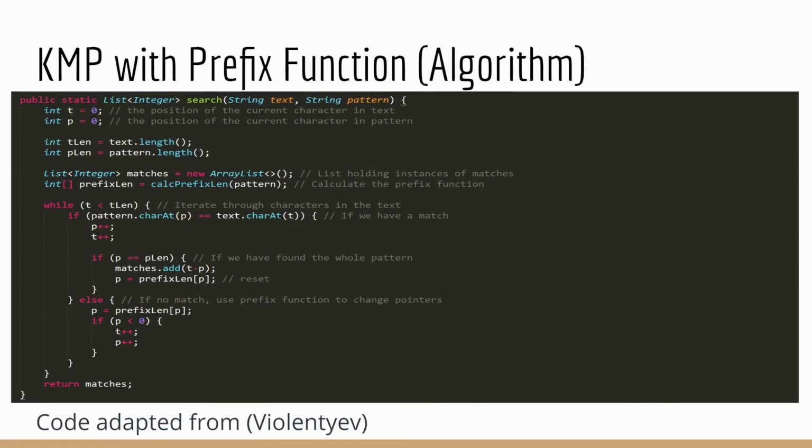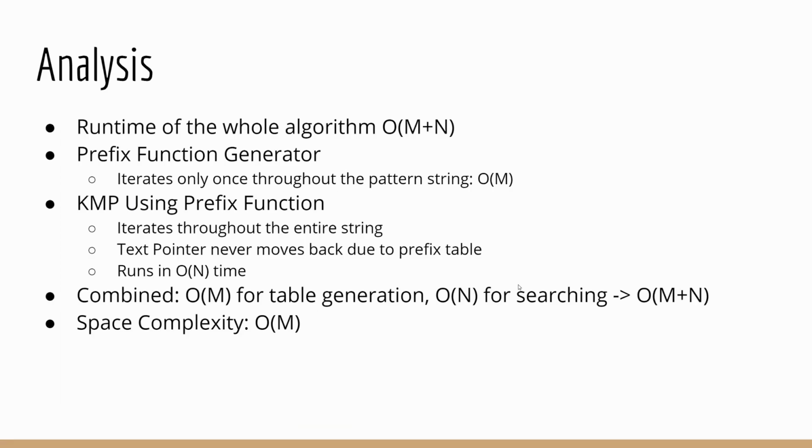Since p is at most rolled back as much as it progressed up to the mismatch, and the while loop only runs once, it runs proportional to the length of the text, or O of n. Moving on to the analysis, the runtime of the whole algorithm is O of m plus n, where m is the pattern length and n is the text length. The prefix function generator, as shown, only iterates once, or some multiple of the pattern length, resulting in O of m time. The KMP algorithm, ignoring the table generation, as shown before, runs in O of n time as the text pointer never moves back as a result of the prefix table. Combining both, you get O of m plus n time.